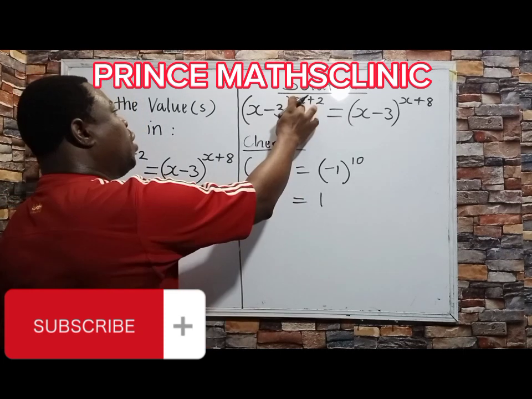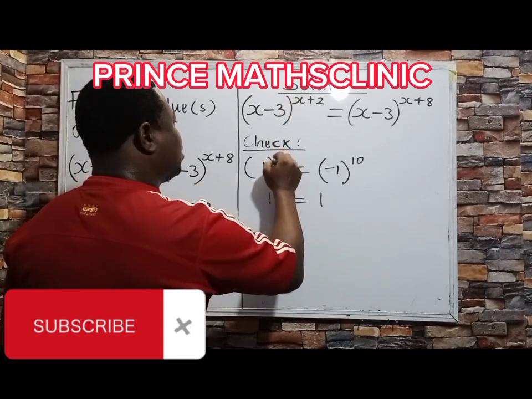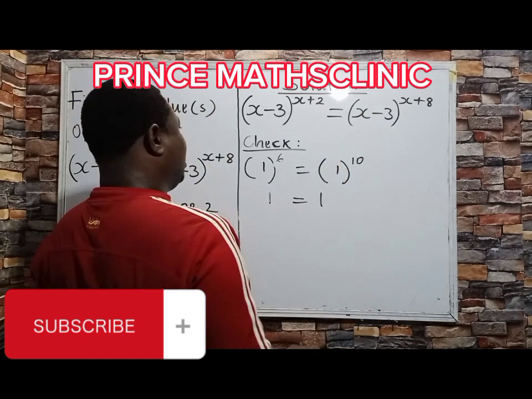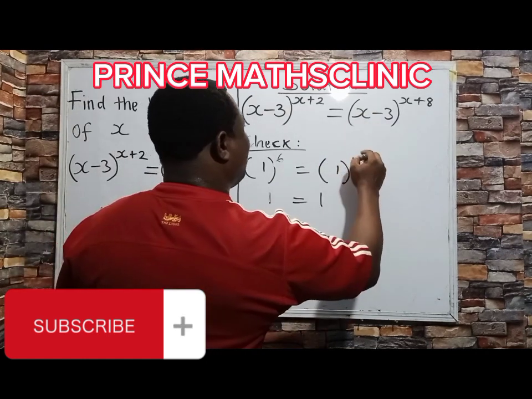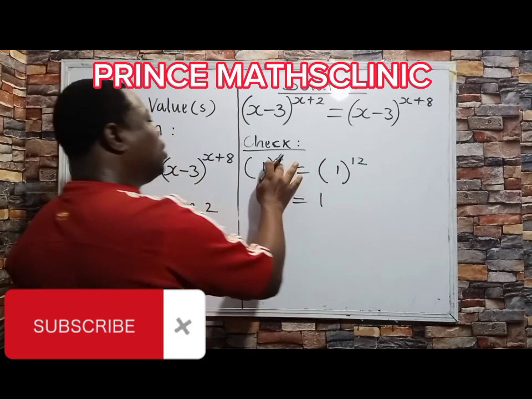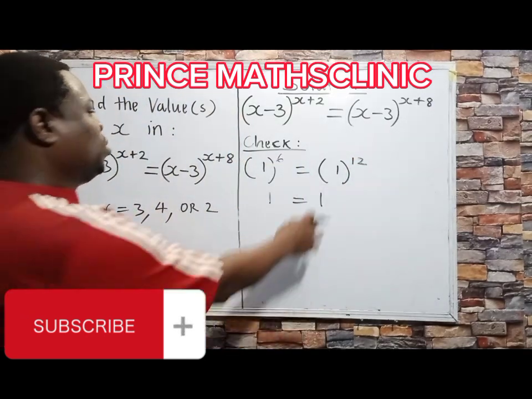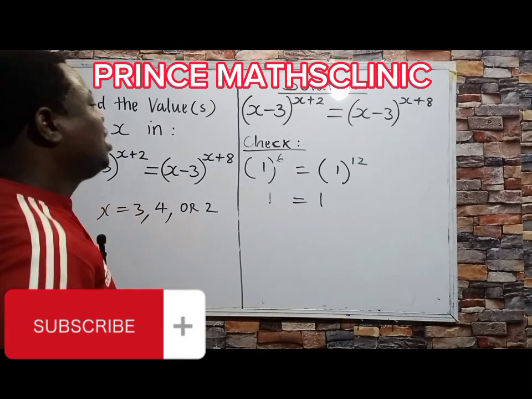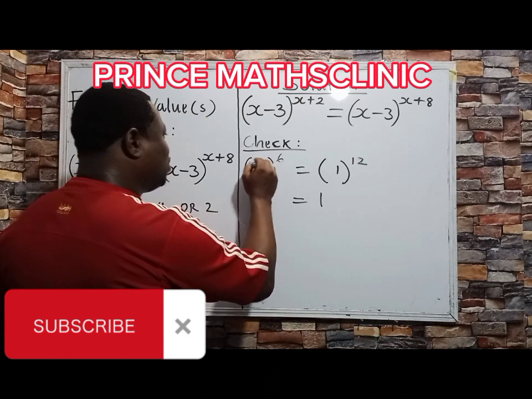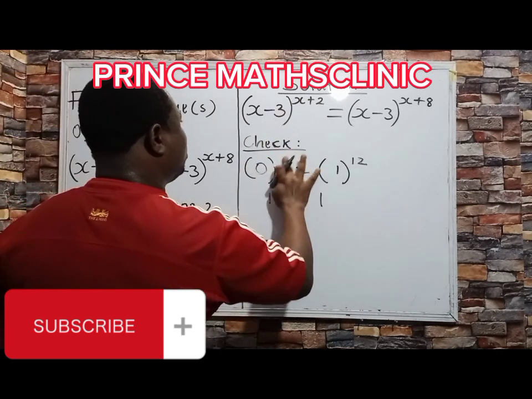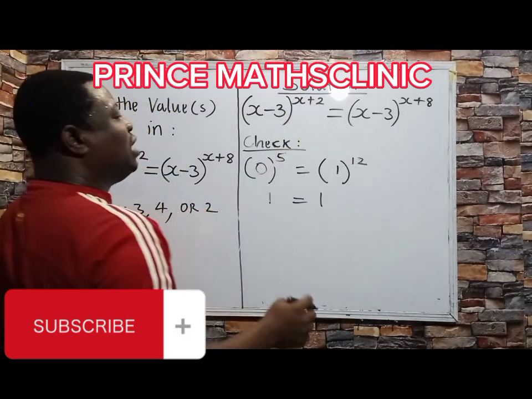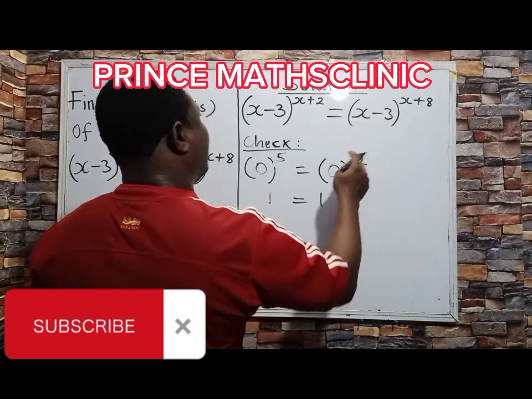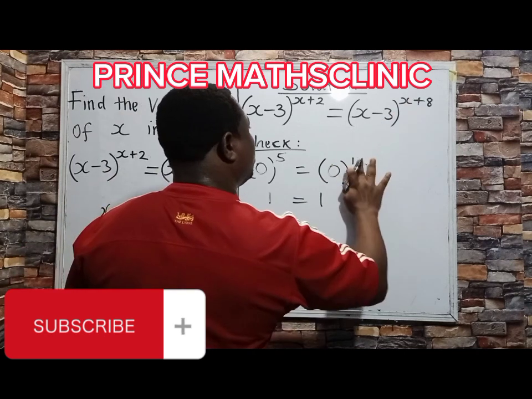4 plus 2 will give you what? 6. 4 minus 3 will give you positive 1. Then 4 plus 8 will give you 12. 1 to the power of any number is still 1, equal to 1. Then let's try the last number, which is 3. 3 minus 3 will give you 0. 3 plus 2 will give you what? 5. Then 3 minus 3 will give you what? 0.